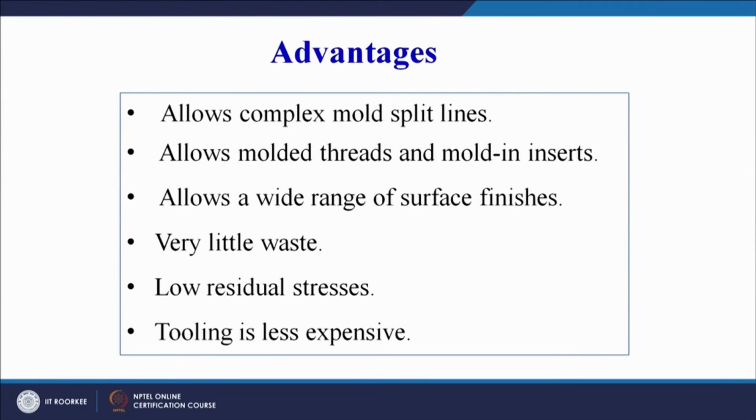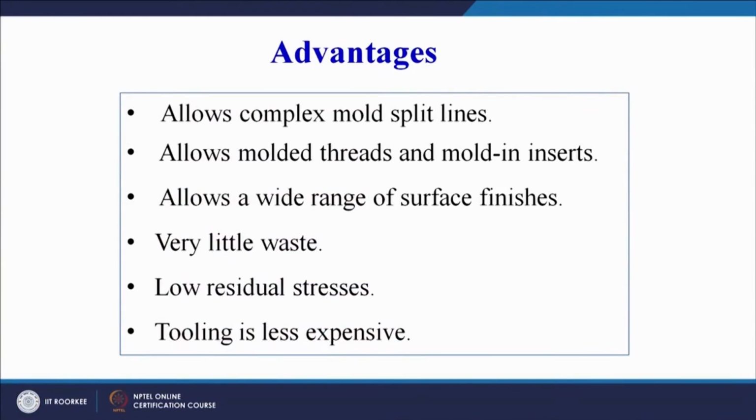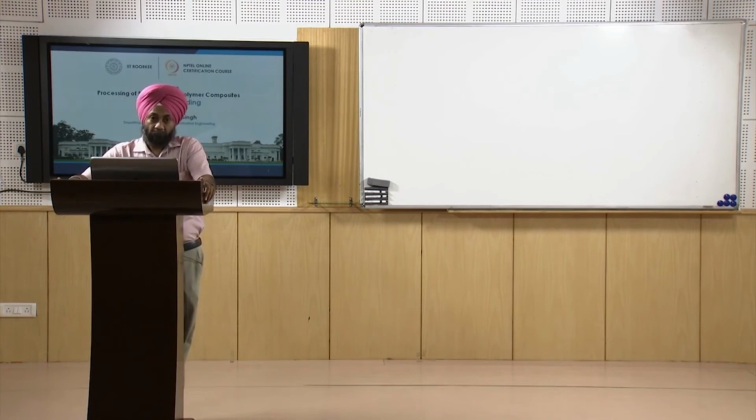Residual stresses involved are less, because the pressure that we are using is less. We have seen in the very beginning that it is a high temperature, low pressure process. Tooling is less expensive. In the case of injection molding, the die cost is one of the limitations of the process, because it is very high, but in this case the tooling is not that expensive.